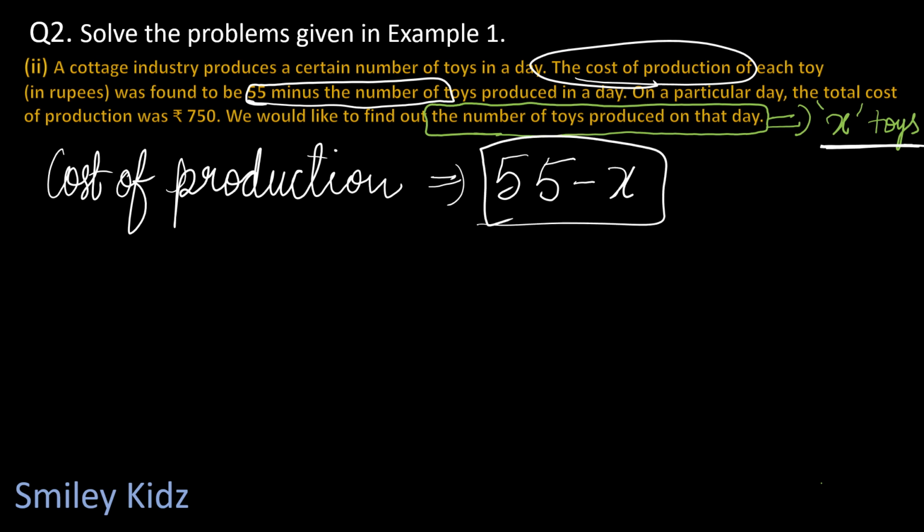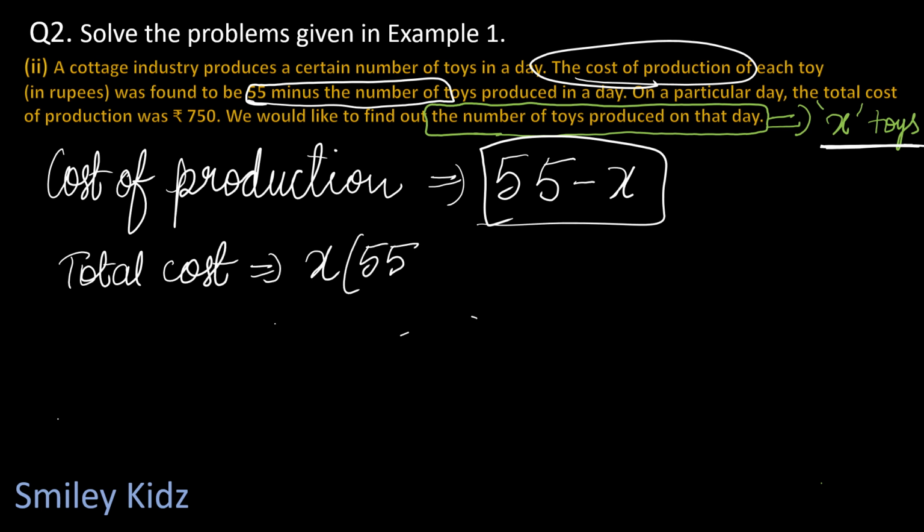Now, moving on to the next part of the question, we say that on a particular day, the total cost of production was rupees 750. Now, what will be the total cost? It turns out to be x into 55 minus x. Isn't it? The number of toys multiplied by the cost of production. And in the question it's clearly mentioned that this will be equal to what?